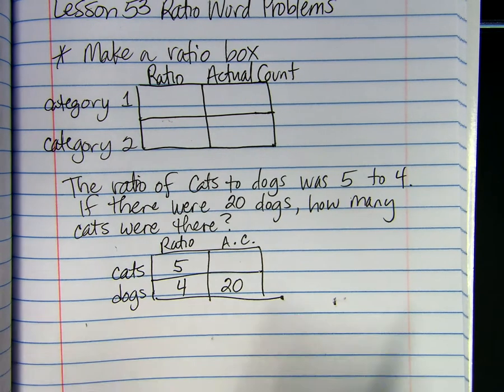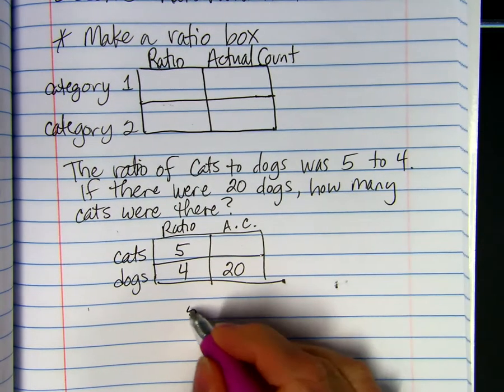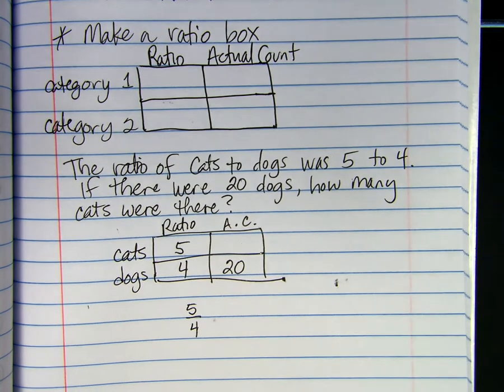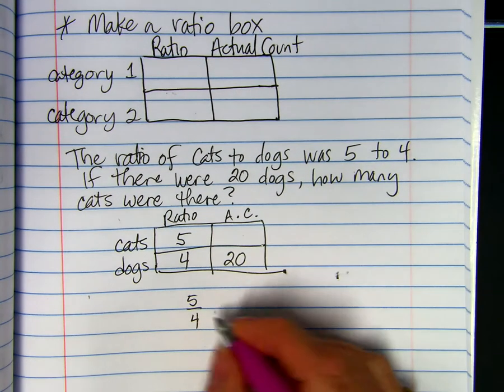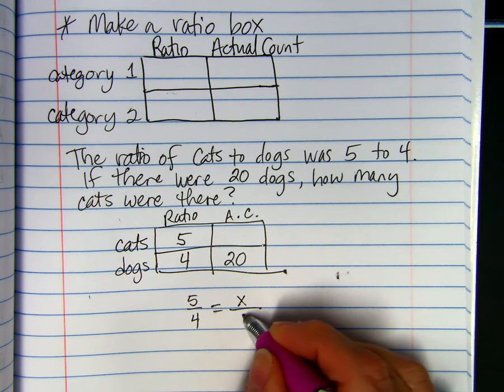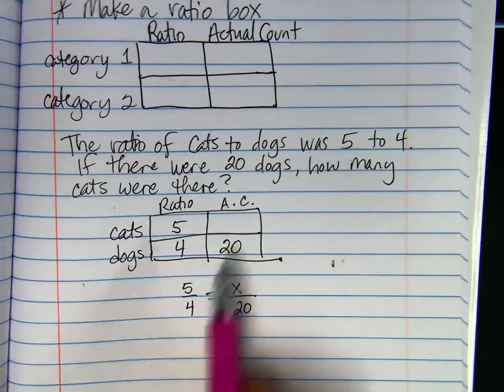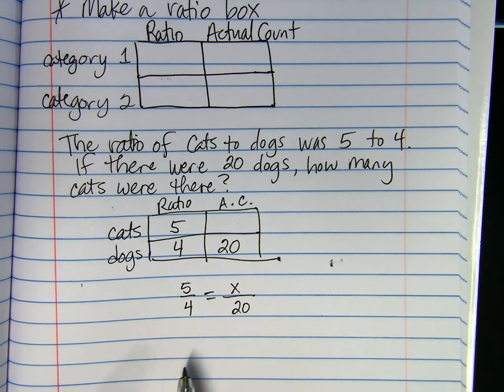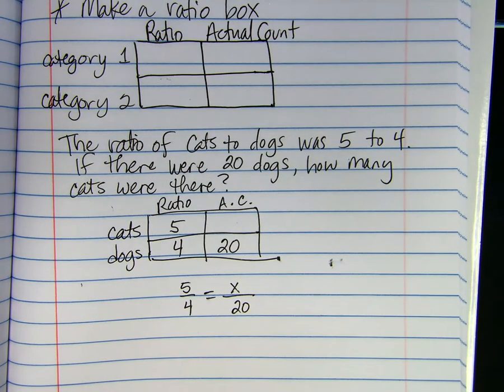Yes. So then you lift the box out. There's no more lines. And you write 5/4, just like a fraction. Put an equal sign. Then you have your missing number, x over 20. Notice it's just like how it's written in the box. And we write a proportion.